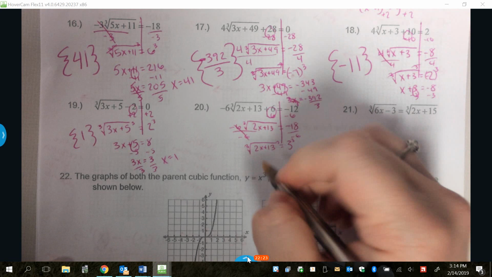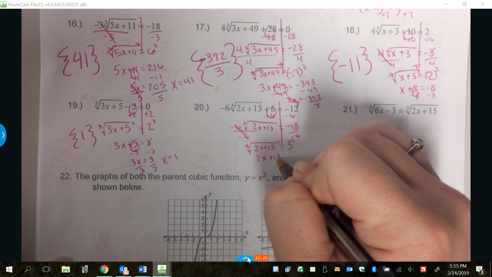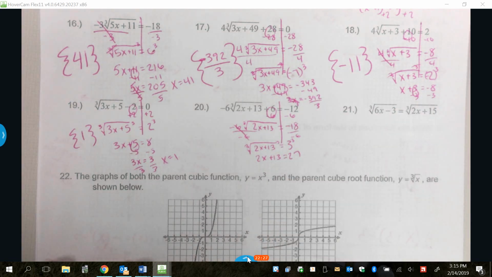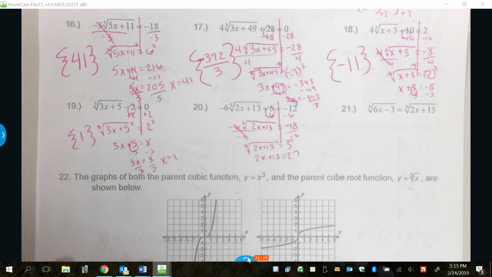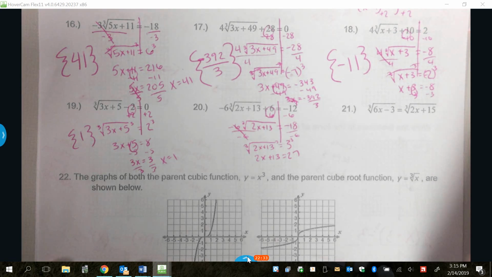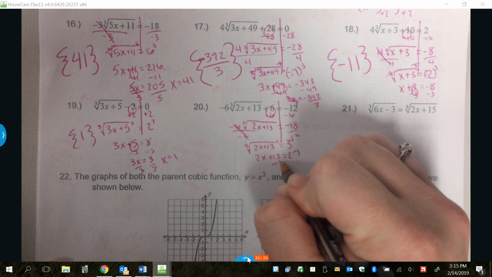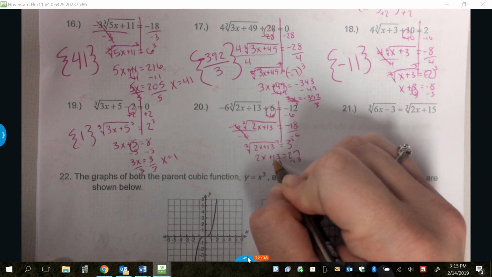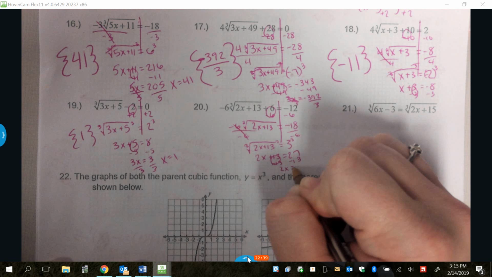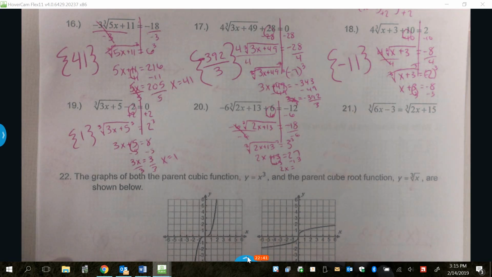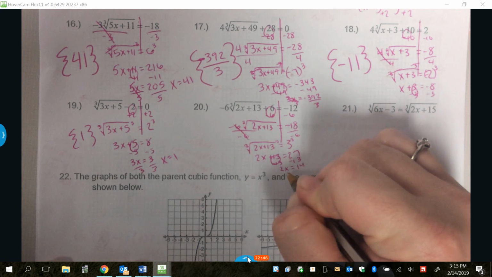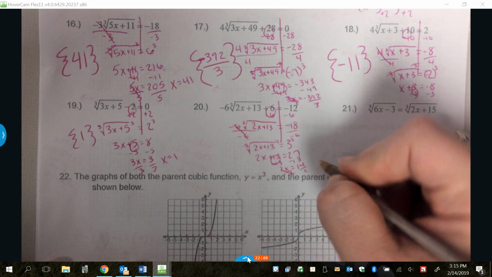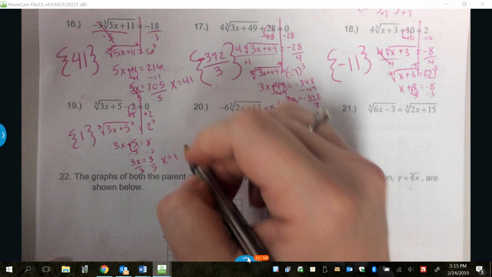Cube both sides and get 2x plus 13 equals 27. Sorry about that. Okay, subtract 13 from both sides and get 2x equals 14. Divide both sides by 2 and you get x equals 7.